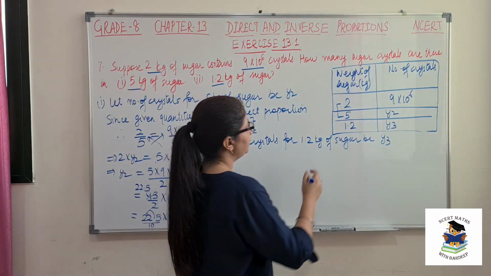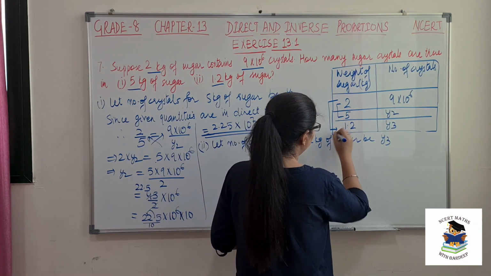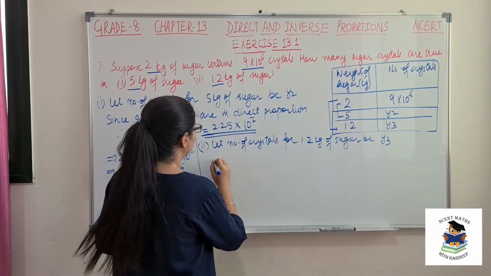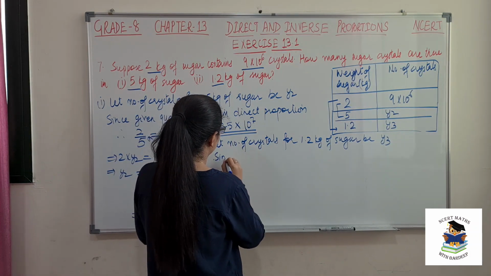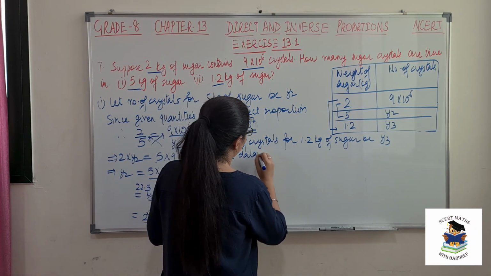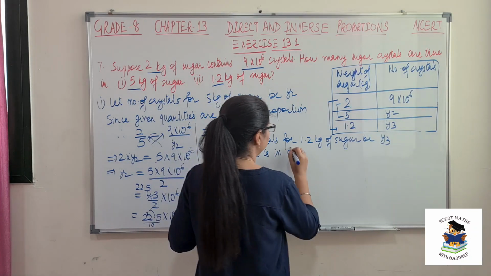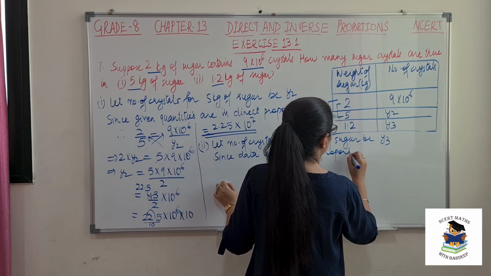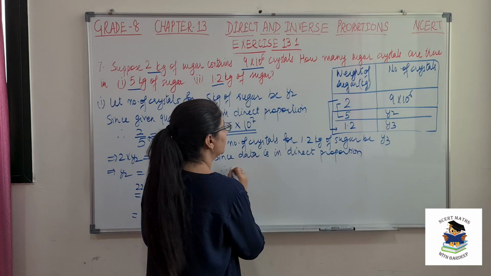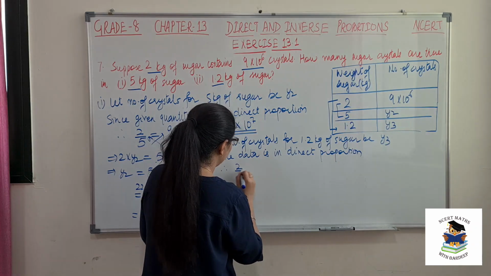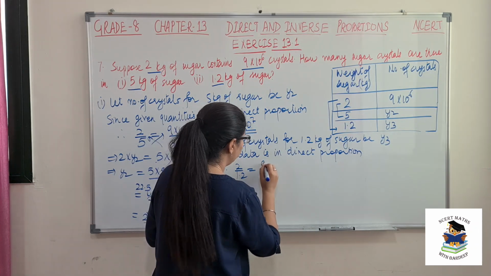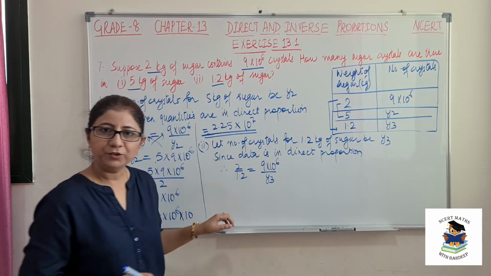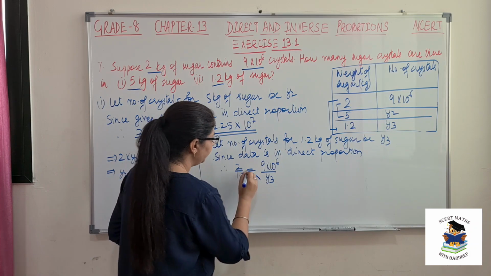So again data is in direct proportion, but now we are referring these two values, first row and the third one. Okay. So therefore again, since data is in direct proportion, therefore 2 over 1.2 should be equal to 9 into 10 raised to power 6 over Y3. Clear? So again cross multiply them.